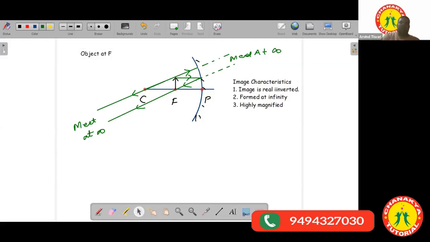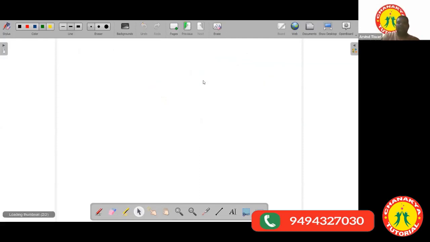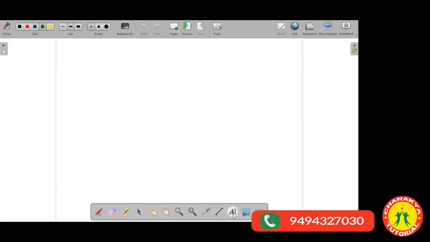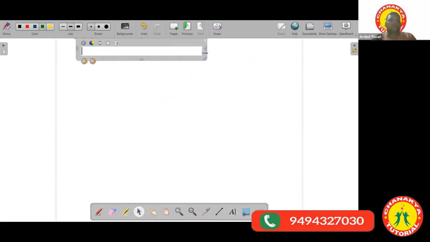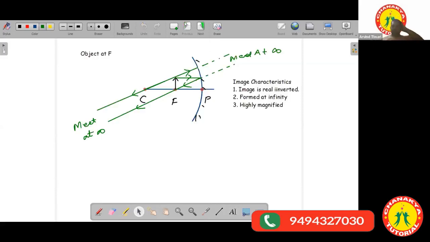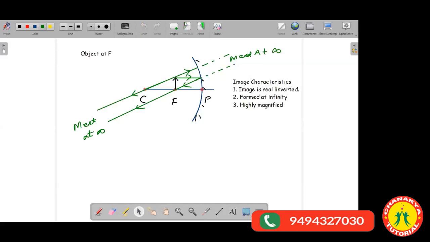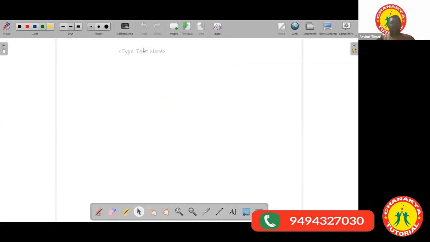Then the next one, we do object between F and P. Sir, could you just show that previous one, sir? I'm still on it. Just 1 minute. Here you are. Okay, sir. Now let's see the object between F and P.